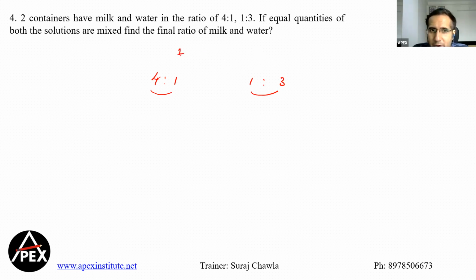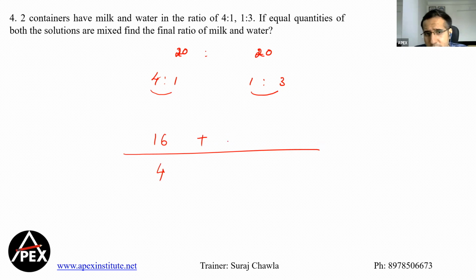So LCM of 5 and 4 is 20, and this also becomes 20. So I can do this verbally. 5 parts is 20, so 1 part is 4, so this becomes 16 and 4. 4 parts is 20, so 1 part is 5, this becomes 5 and 15. So in one shot, your answer becomes 21 and 19. Need not solve all the fractions and all those things. Clear, guys? Can we move forward?